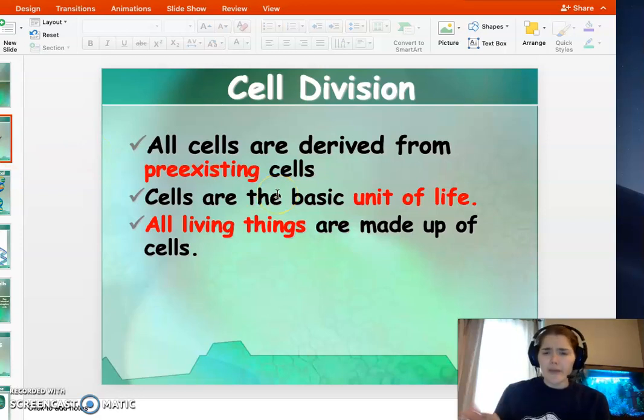So, the cell theory. You may remember from the very beginning of the course, cell theory is comprised of three things. That all cells come from pre-existing cells, meaning cells don't just pop into existence, they came from somewhere. Cells are the basic unit of life, and all living things are made up of at least one cell. So bacteria is alive, it's made of one cell. You are alive, you're made of 3 trillion, give or take a few billion, cells. So these are three tenets or three parts of the cell theory.